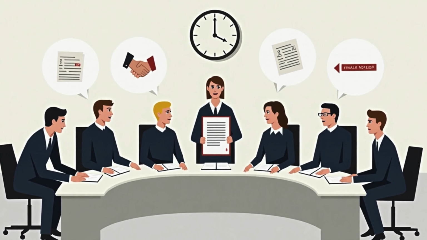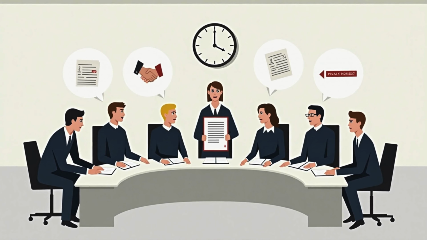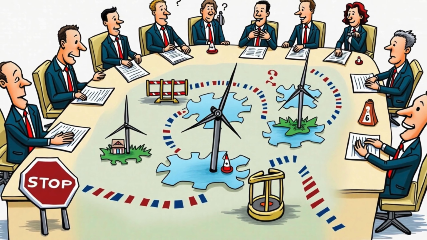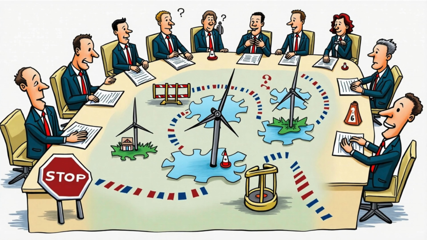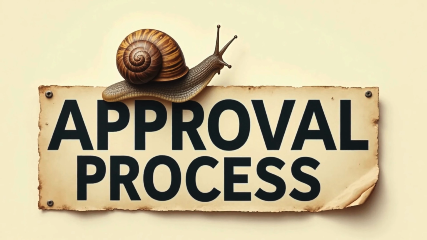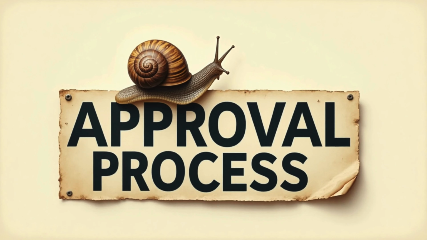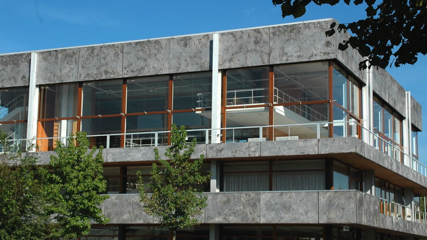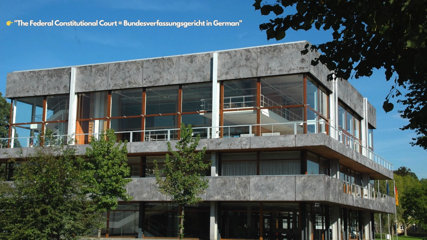Many different parts of the government need to agree, which often leads to delays. For example, states, political parties, and even the courts can all block new laws. This makes it hard to pass laws quickly, as seen in the case of renewable energy, where disagreements between states about wind turbine locations have slowed progress. This complexity can make it difficult to make important decisions and changes in Germany, slowing down the process even further.